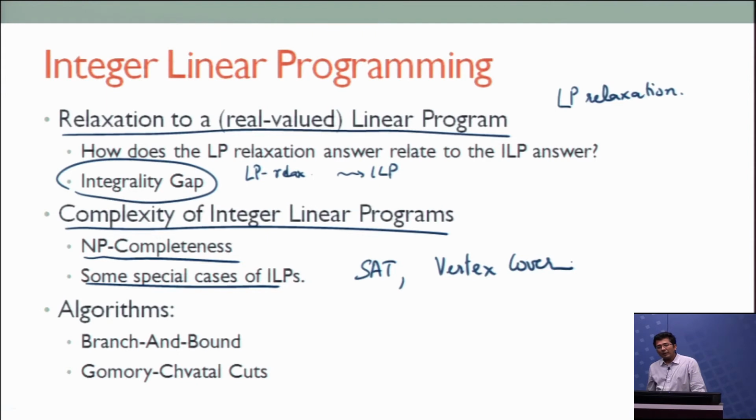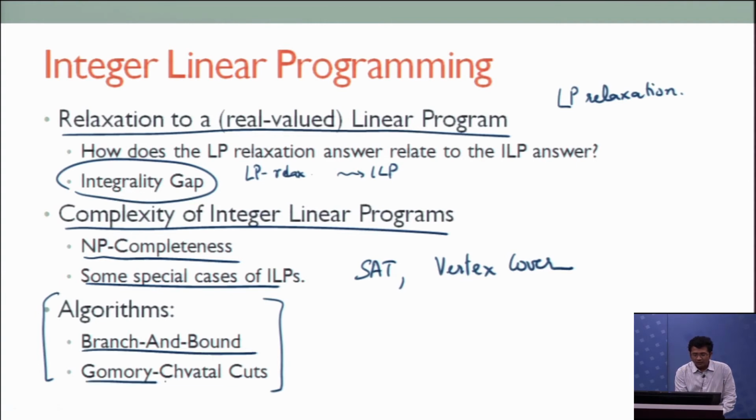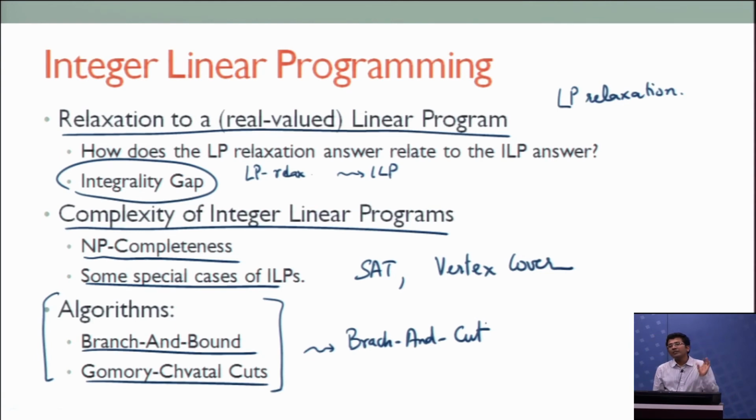Then, stepping back, we will look at algorithms that are based on the LP relaxation: the branch and bound algorithm and Gomory-Schwartz cuts. Then we'll try to combine these into branch and cut, which combines branch and bound and cuts. So that's going to be the agenda for the coming week and a half. Hopefully you will find this interesting and exciting, as we have found it interesting and exciting teaching and coming up with this material.